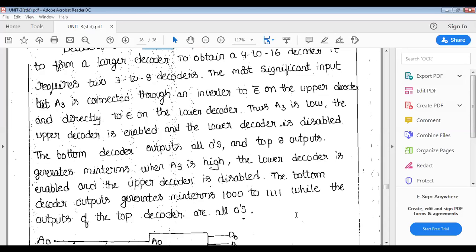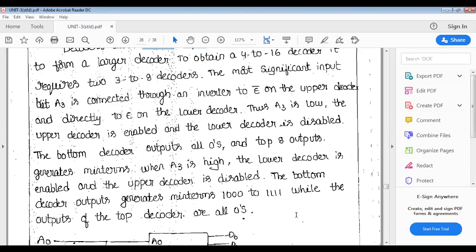Why is it so? When A3 is high, it is directly connected to the complement enable, so high becomes low, and the upper decoder is disabled. The lower decoder is connected to the enable input through an inverter. So when A3 is 1, the inverter output is 0, and the complement enable of 0 becomes a high value. Then the lower 3 to 8 decoder is enabled.